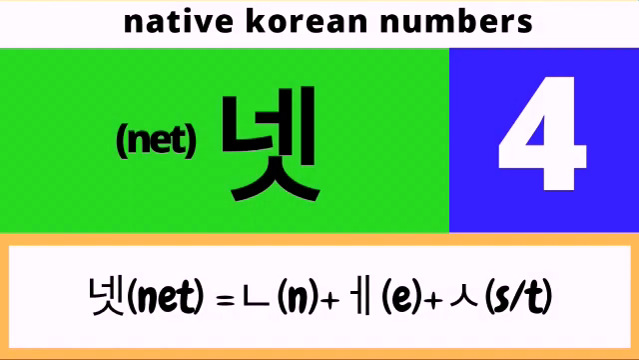How do we spell net in Hangul? First, we need to draw a neon character, followed by an e character, followed by the siyot character. Since siyot is on the third position, it will have the T sound. So this will be pronounced as net instead of nes.